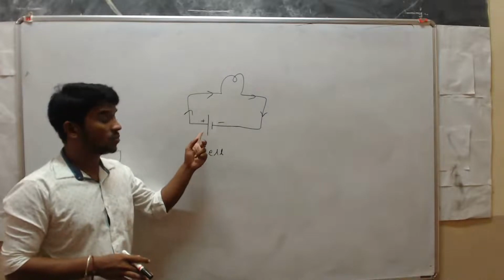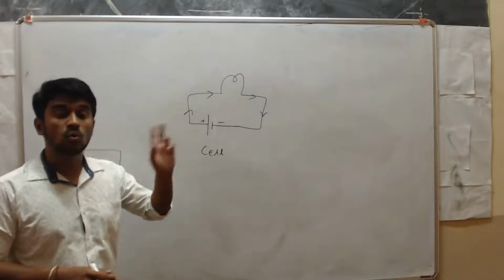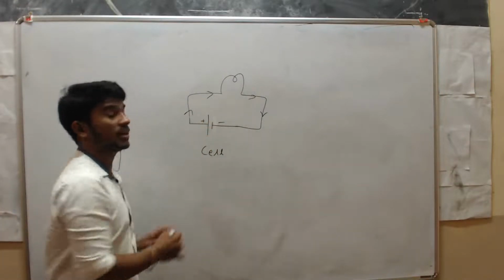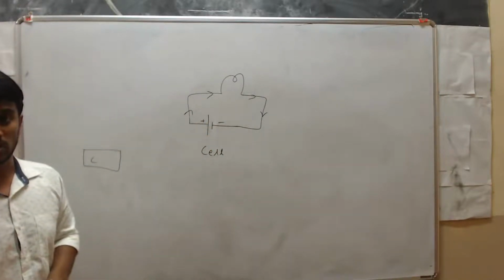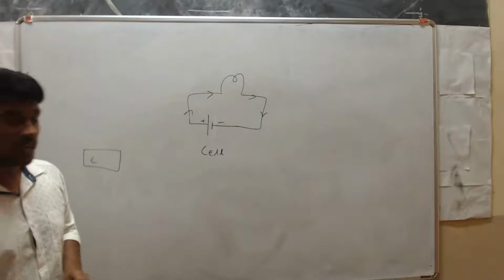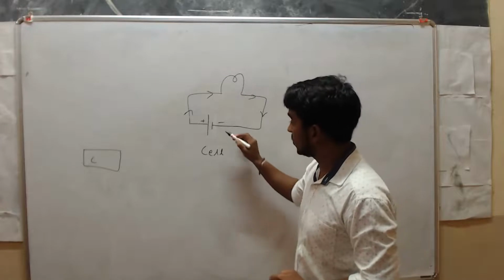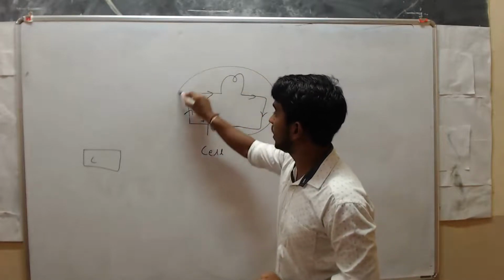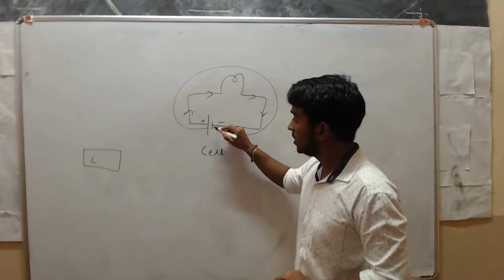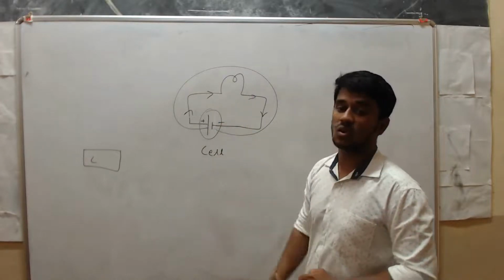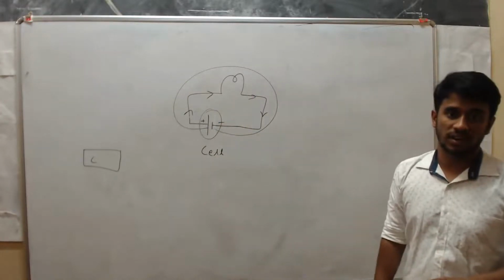So the work done required to move electrons from negative terminal to positive terminal is called electric potential difference. To bring charges or electrons from the negative end to the positive end, this cell should do work, right? So that is called electric potential difference.